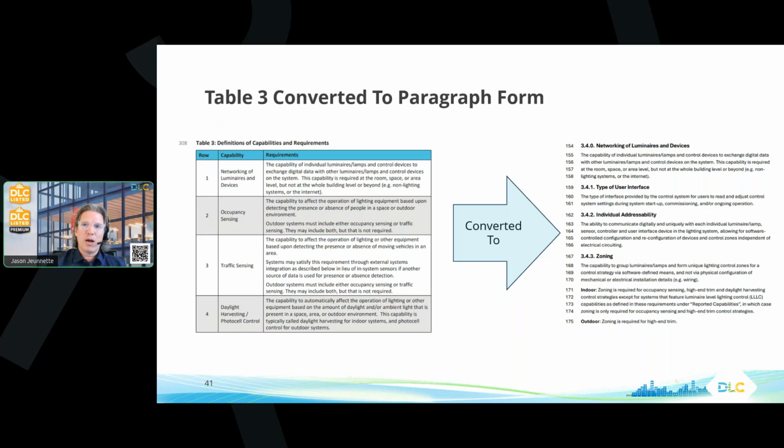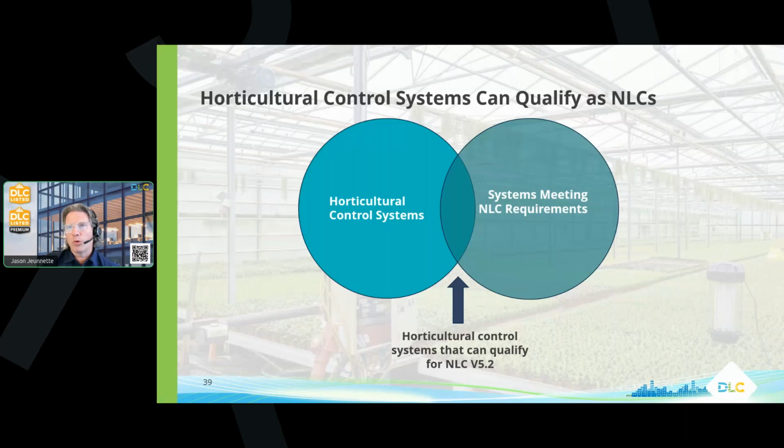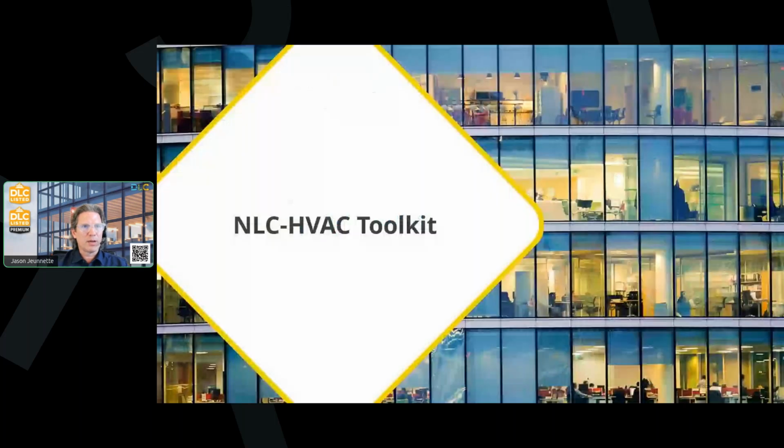Another big change is that we are opening up the NLC QPL to horticultural-focused systems that meet all of the system requirements for the NLC. There are systems that are designed for use in horticultural applications, and there's a bit of an overlap between those systems and our NLC requirements. And so horticultural-focused systems that do meet all of our requirements can now qualify for listing. And so then I'm going to pass this back to Levin to speak about the NLC HVAC toolkit.